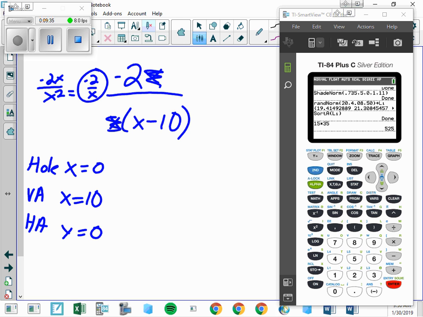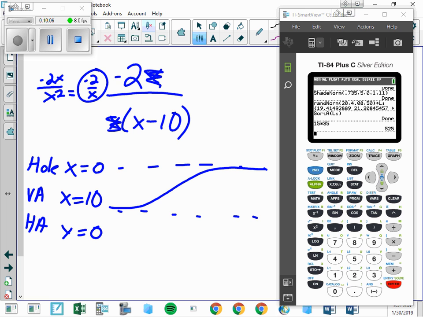So, A, the graph of the function has 1 horizontal asymptote and 2 vertical asymptotes. False. It only has 1 vertical asymptote. Can a graph have 2 horizontal asymptotes? It actually can. Not a rational function, but you could have a graph that looks something like this, but that won't happen in this class.